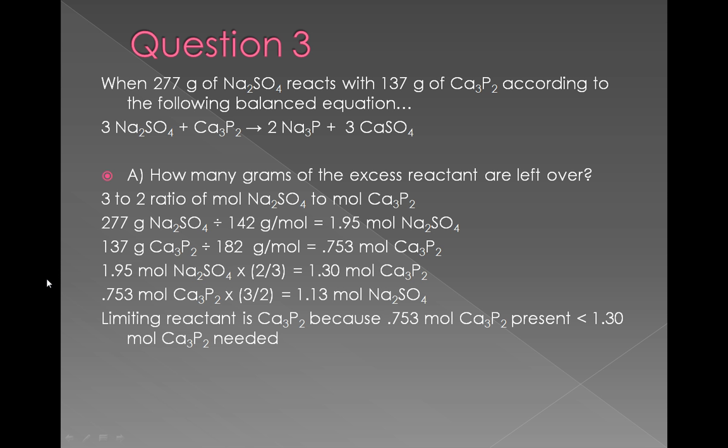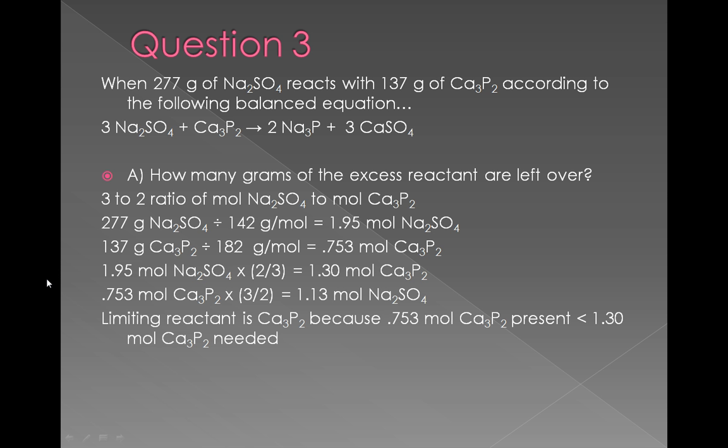Question 3 gives you the following information. When 227 grams of Na2SO4 reacts with 137 grams of Ca3P2, according to the following equation, how many grams of the excess reactant are left over? Using the balanced equation, use the molar ratio between Na2SO4 to moles of Ca3P2. Since there's a 2:3 ratio after looking at the balanced equation.